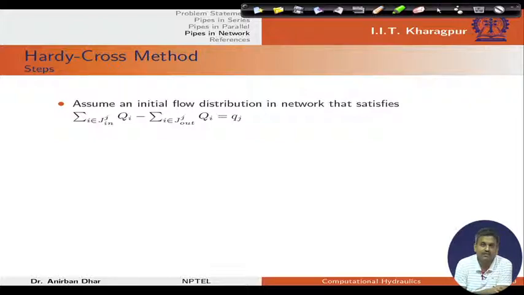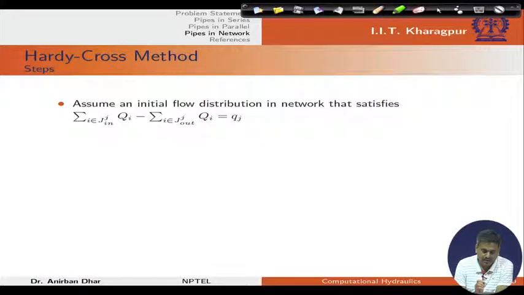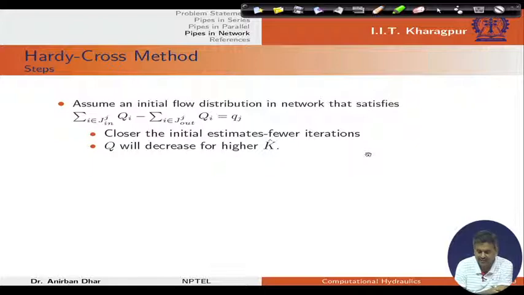Unlike our gradually varied flow, where we utilized arbitrary conditions and from there calculated the discharge values, in the Hardy-Cross method we need to specify discharge values directly with sign, and we need to satisfy the junction conditions there. The closer the initial estimates, the fewer iterations are required, and Q will decrease for higher K values.